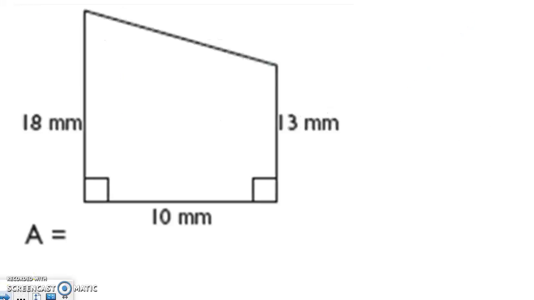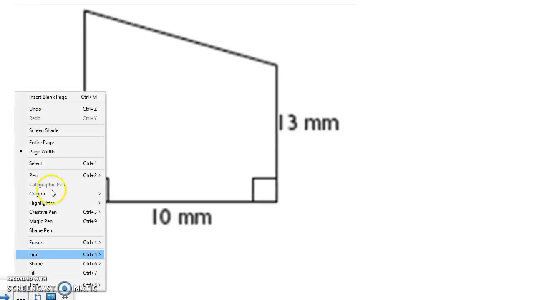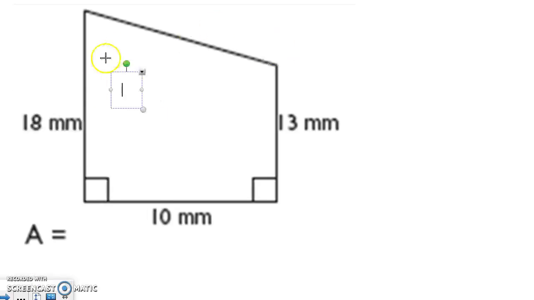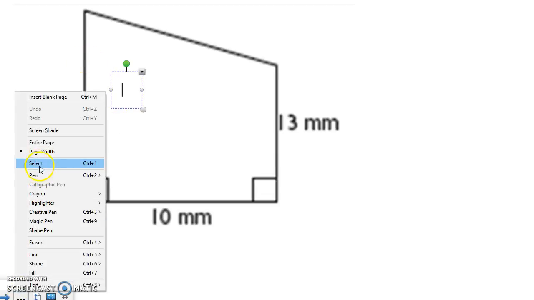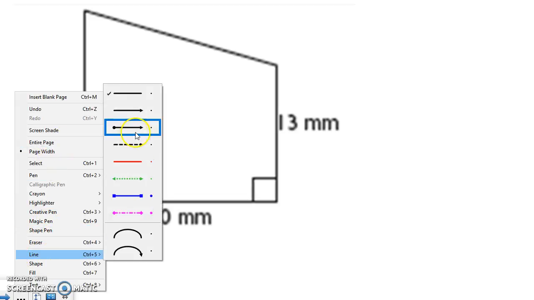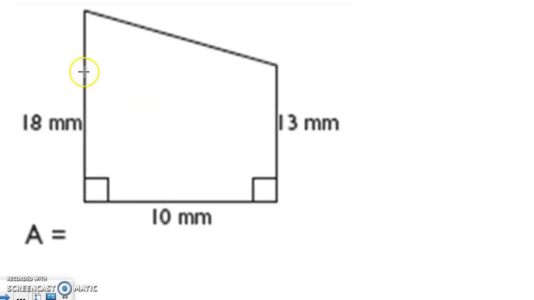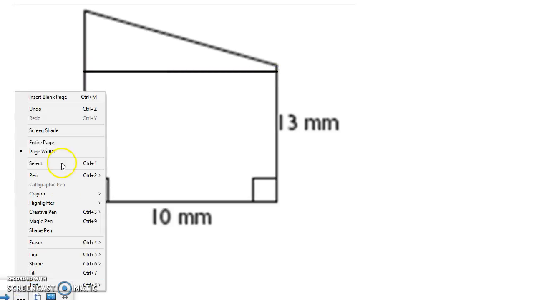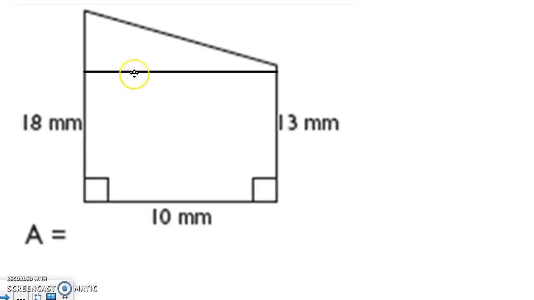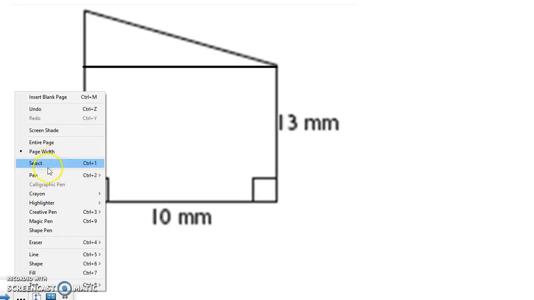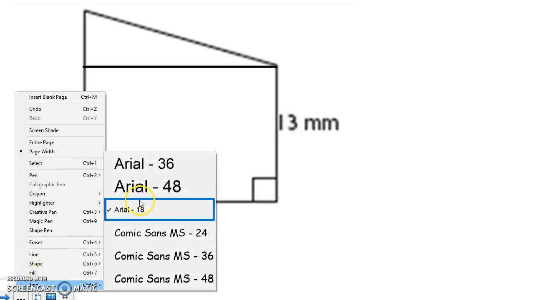All right, next problem. This is what we call a composite shape. So notice it's not a shape that we know how to find the area of. We've never found the area of something like this before. But what you can do is break it into shapes that you do know how to find the area of. So for instance, I could draw a line, not there, let me move it up a little bit. We could draw a line here and it would split this into a rectangle and a triangle, which we know how to find the area of both of those.